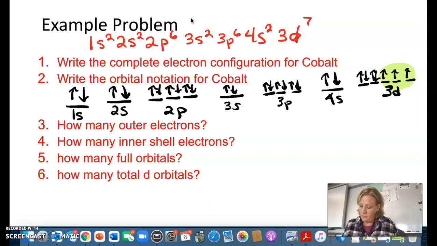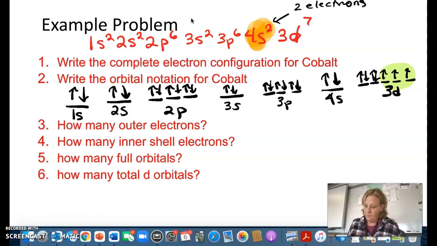Some other types of questions that we might ask you are how many outer shell electrons, which are also known as valence electrons. When you do that, you want to find the largest n value, which is n equals 4 here. So these 2 electrons are on the outermost part of the atom. So they are valence electrons. So how many outer? There's going to be 2.